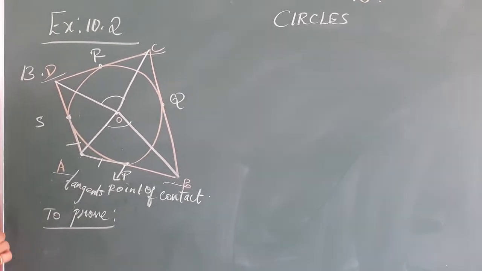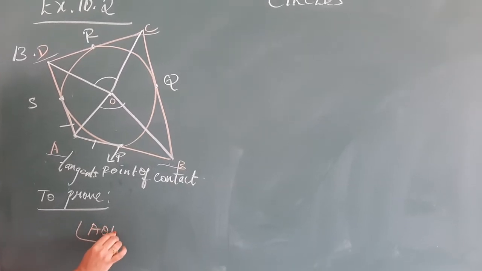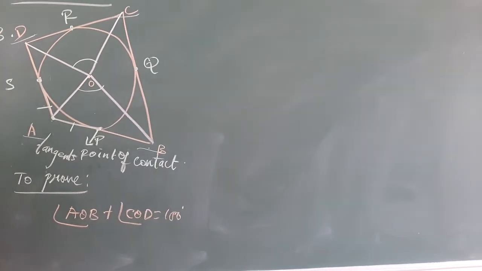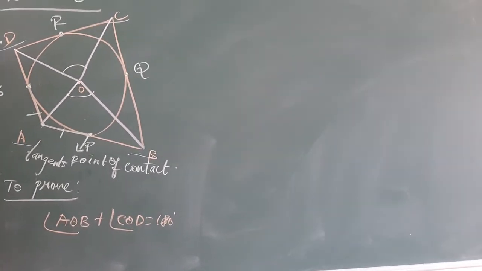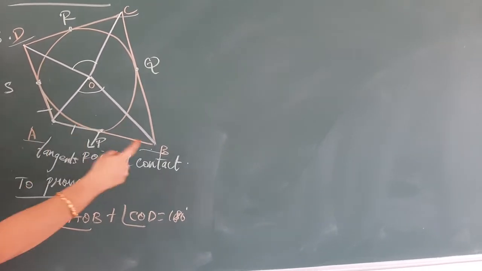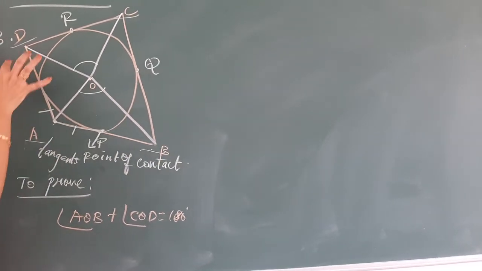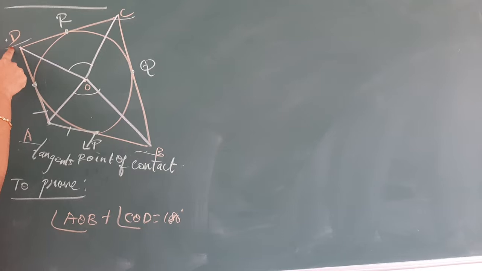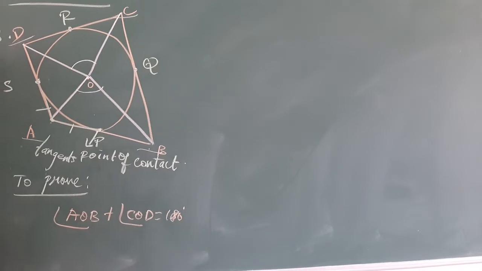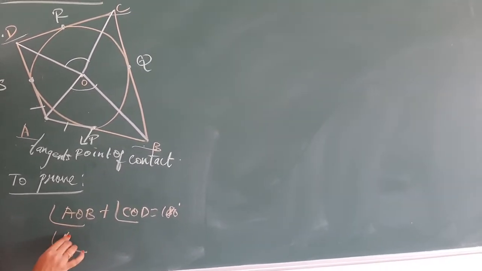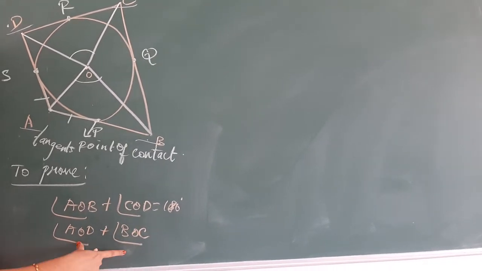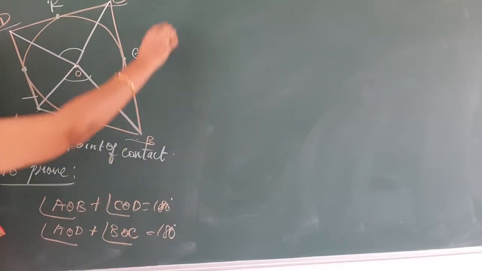What does that mean? Angle AOB plus angle COD is equal to 180. Similarly, the next pair of opposite sides. What is the next pair of opposite sides? AD of the quadrilateral and BC of the quadrilateral. So here, what angle does AD make with the center? Angle AOD. And here BC is making the angle BOC with the center. So we need to prove that angle AOD is supplementary to angle BOC. The meaning is the sum of these two angles is equal to 180.